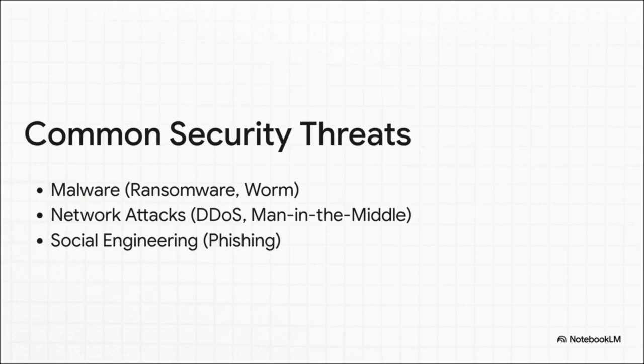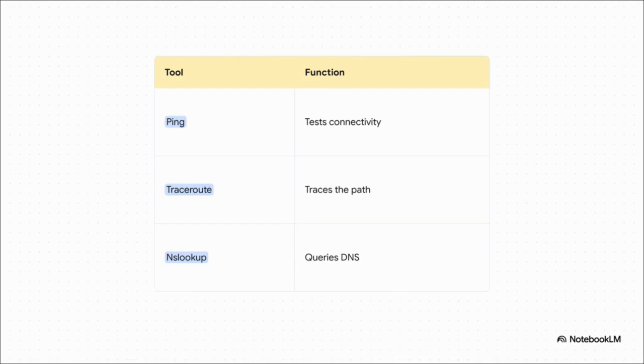You're now equipped to understand what these threats really are. From nasty software like ransomware to full-on network assaults like DDoS attacks, and even the clever psychological tricks of phishing. Knowing your enemy is the first step to building a solid defense. And hey, when things go wrong, because they always do, you now have a practical, hands-on toolkit. These 3 commands are the first ones any network pro reaches for.